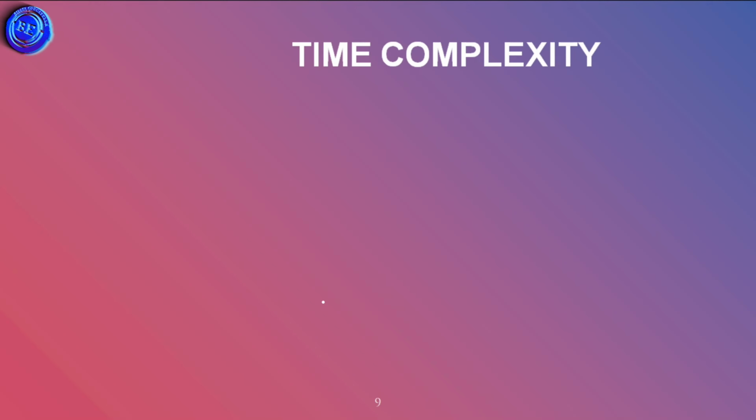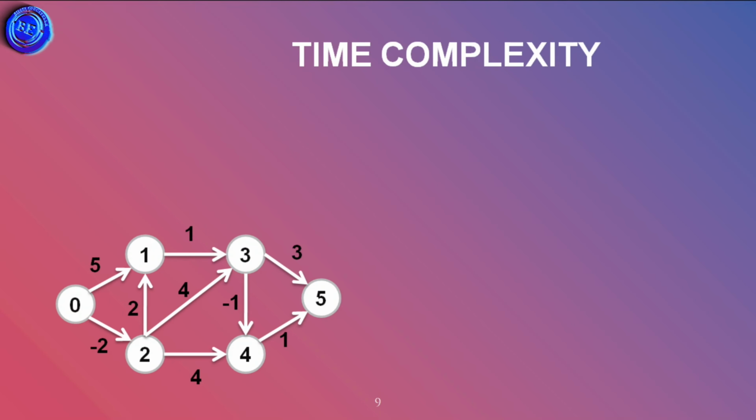Coming to the time complexity of Bellman-Ford. So here in this graph we have 6 vertices. So here in this Bellman-Ford algorithm we are repeating the step a number of times. That number of repetitions is equal to v minus 1. So here we have the number of vertices equal to 6. So 6 minus 1 is equal to 5. So we are relaxing the values 5 times. After that we are getting the solution.